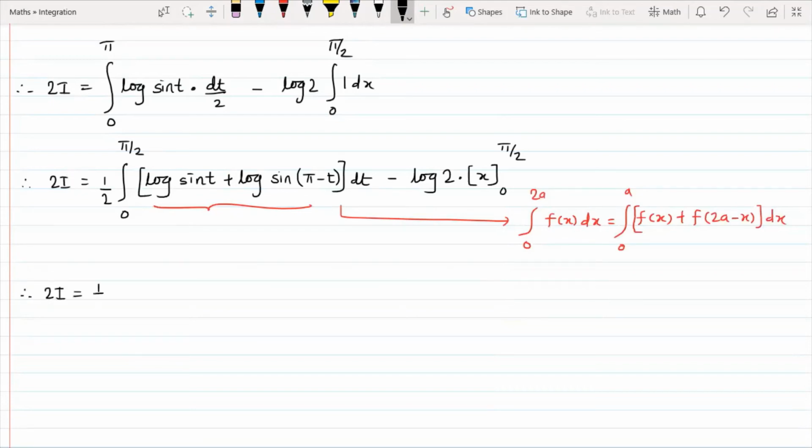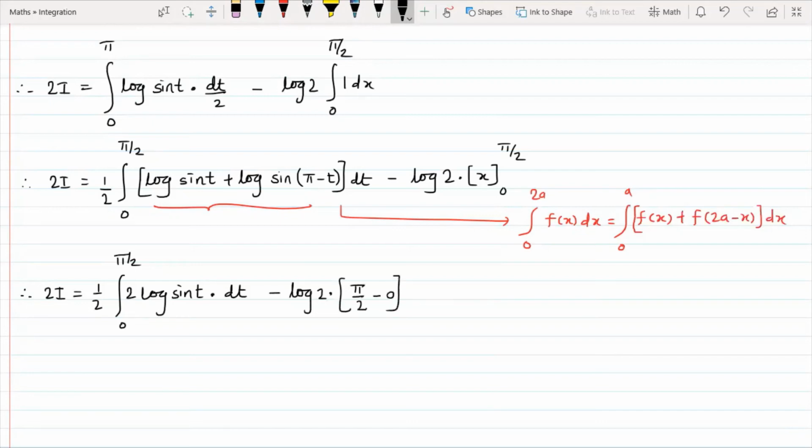2I can be written as half of integration from 0 to pi by 2. Now this is log of sine t plus log of sine of pi minus t, which is again sine t. Log of sine t plus log of sine t becomes 2 times log of sine t into dt, minus, this is log 2 into, now in place of x we have to substitute first upper limit minus then lower limit.